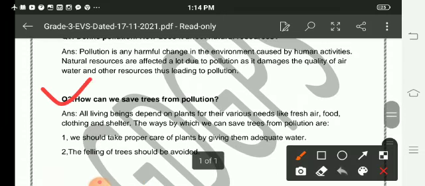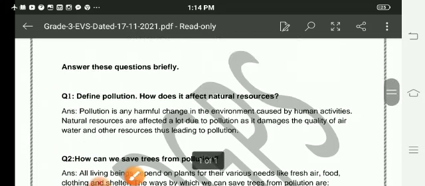Question number 2. How can we save trees from pollution? Answer. All living beings depend on plants for their various needs like fresh air, food, clothing and shelter. The ways by which we can save trees from pollution are: Number 1, we should take proper care of plants by giving them adequate water. Number 2, the felling of trees should be avoided.